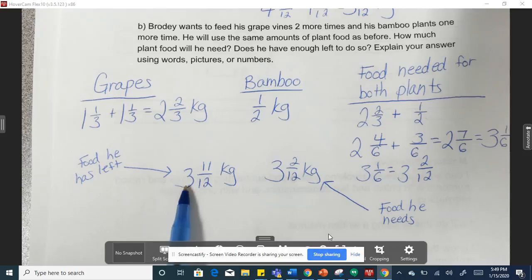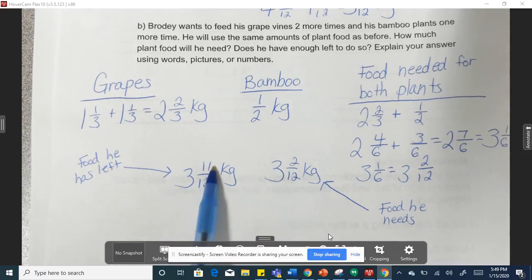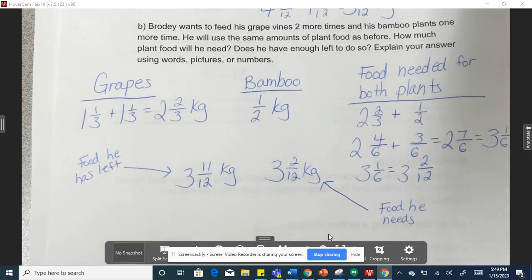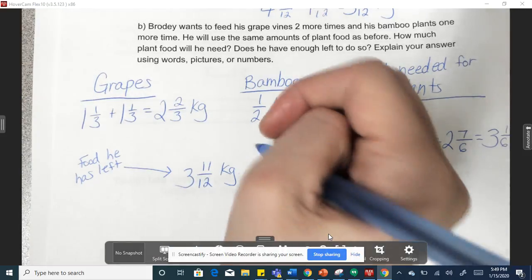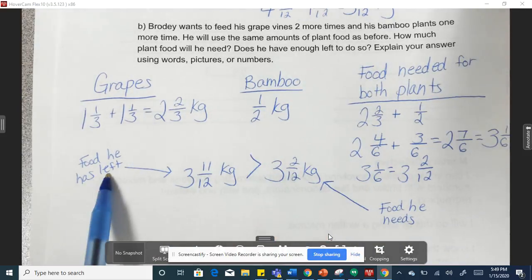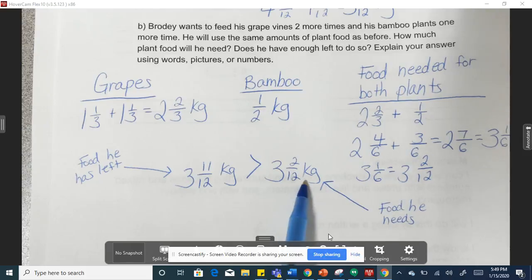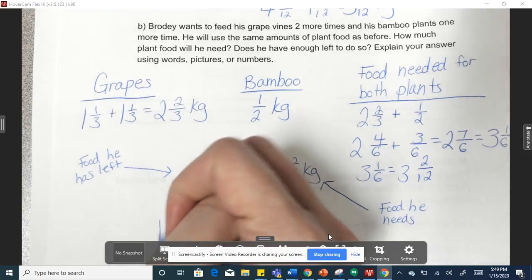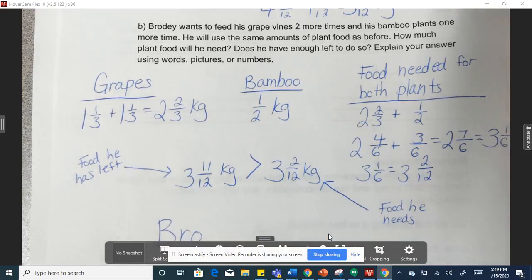So let's compare. Whole numbers are the same. So now we're comparing 11/12 to 2/12. You know what? 11/12 is bigger. So this is how much food he has left. He needs less food than he has. So he does have enough. Brody has enough food.